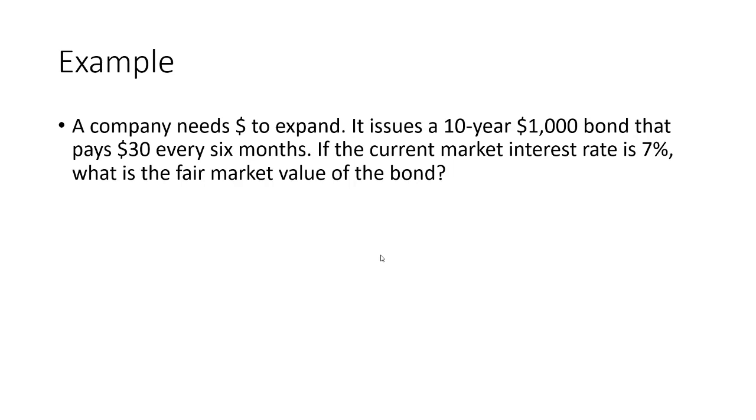So for example, a company needs money to expand its business. It issues a 10-year $1,000 bond that pays $30 every 6 months. If the current market interest rate is 7%, what is the fair market value of the bond? So I'm first going to show you how to do this by hand using formulas. And then I will show you what you should do, which is to use the calculator, which is going to be much, much quicker for you.